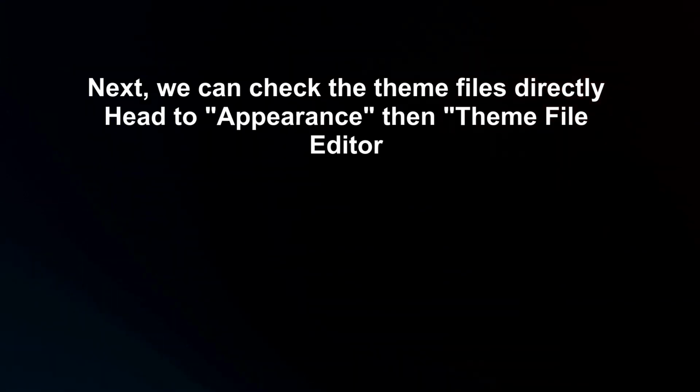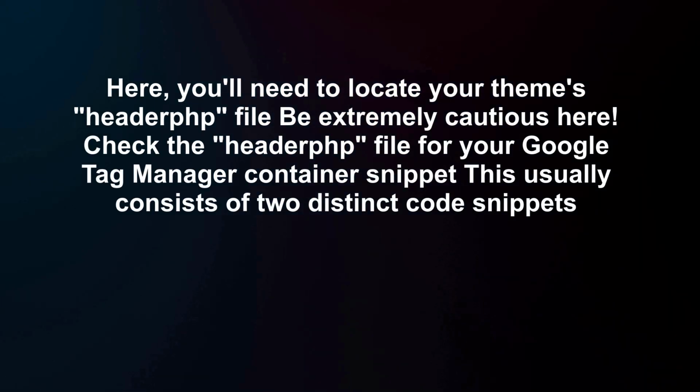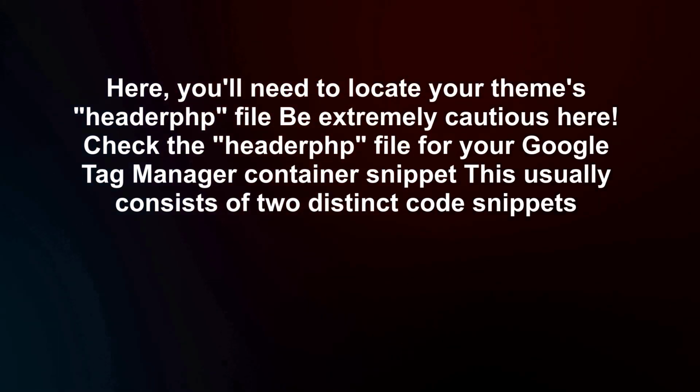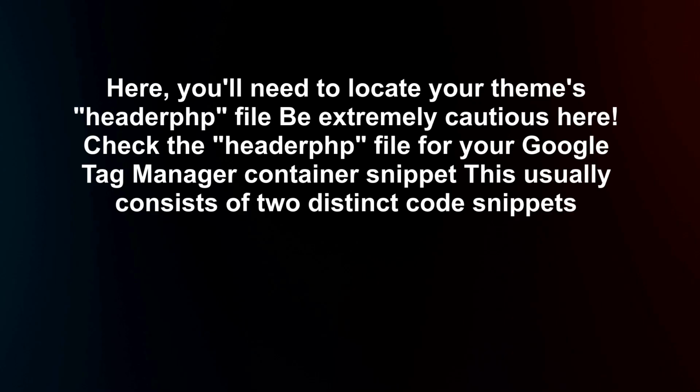Next, we can check the theme files directly. Head to Appearance, then Theme File Editor. Here, you'll need to locate your theme's header file. Be extremely cautious here. Check the header file for your Google Tag Manager container snippet.